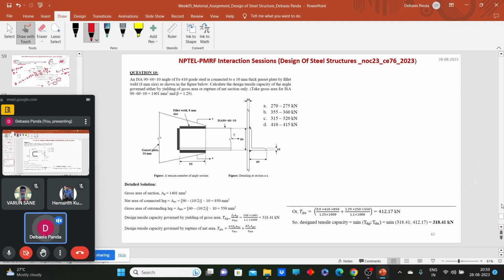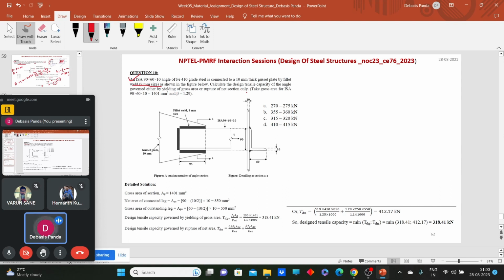Here the next question says with the welding connection, or welded connection. We have discussed how to calculate the design strength when the welding connection is done across the angle section. So let us quickly recapitulate the things again. An ISA 19 to 16 to 10 is connected to a 10 mm thick gusset plate by 8 mm fillet weld. Calculate the design tensile capacity of the angle section, either governed by yielding of gross or the rupture of net section only.